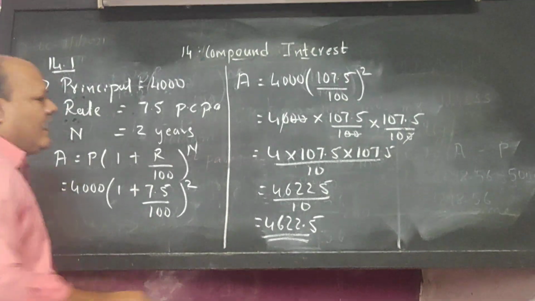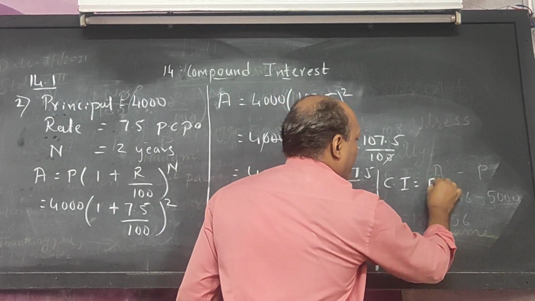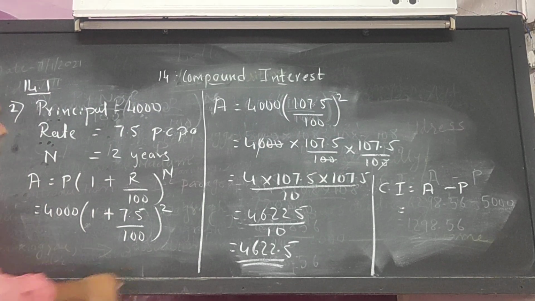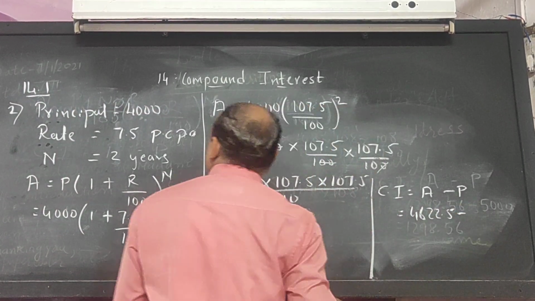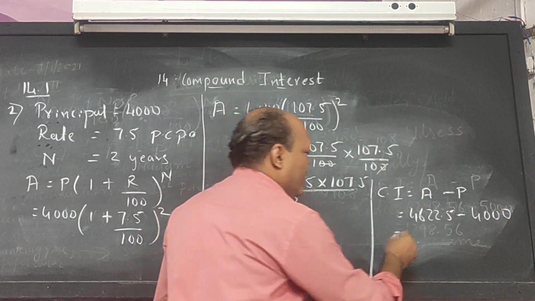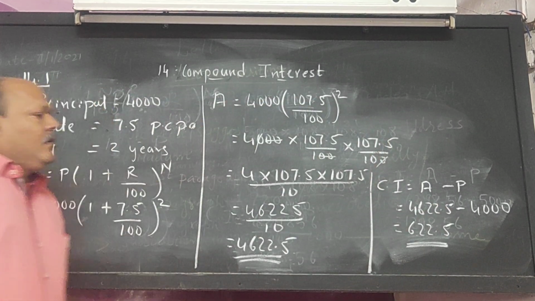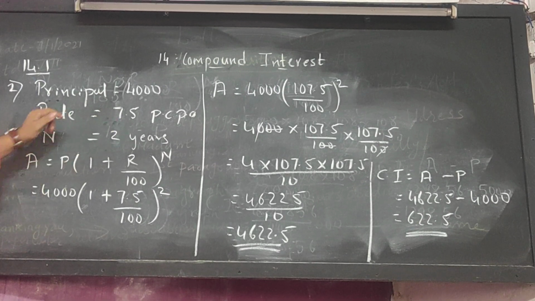Once you get the amount, then you can find the compound interest. Compound interest is equal to amount minus principal. Amount you got, 4622.5, minus principal, 4000. So the answer will be 622.5. I hope all of you understood. This was the sum where the R is given in the point.